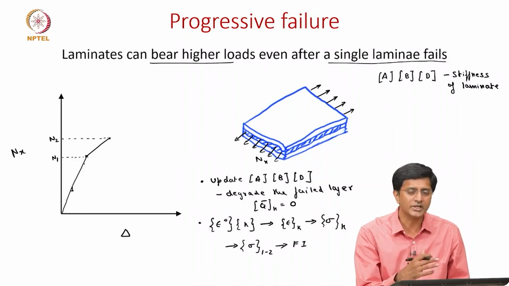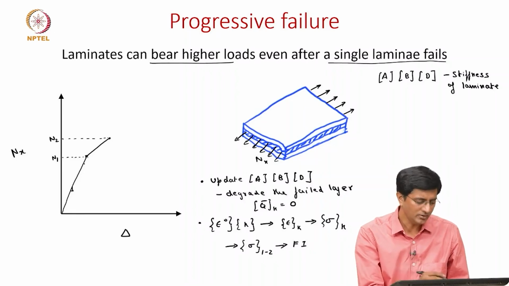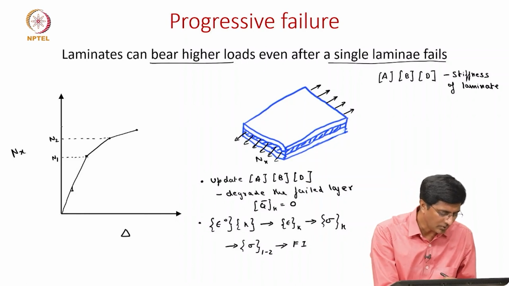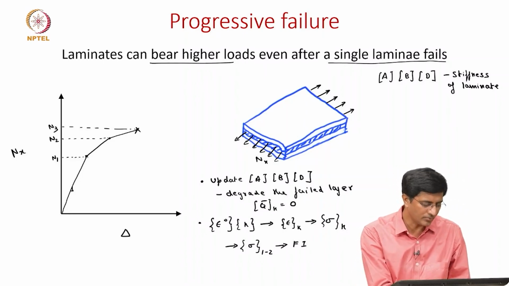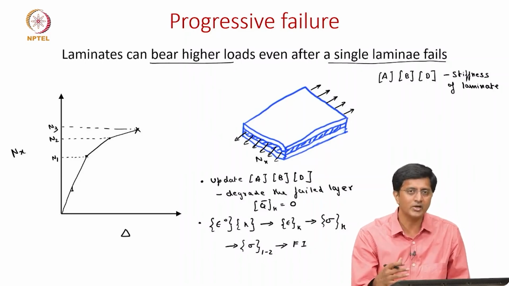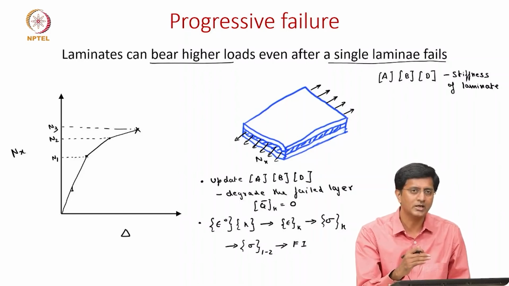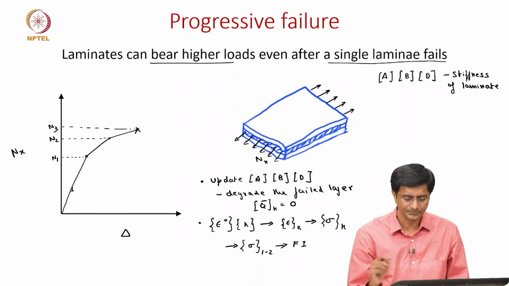But even after the second ply, the load is redistributed to the remaining lamina, and then again the stiffness is further reduced. So maybe this is the load at which the third layer fails, or there is complete failure in this laminate. Since we have discussed only 3 layers, we stopped with N3. But let's say if there are 5 layers or 10 layers, one can continue this process until the last layer, and that's when the catastrophic failure occurs.